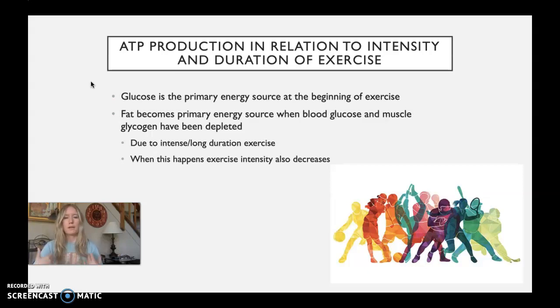So glucose is going to be the primary energy source at the beginning of exercise, or at really, really high intensity, because it's faster to produce and you can get ATP quicker. Once we go through all of the blood glucose and muscle glycogen that we have available, we then have to change to fat being the primary energy source. It's a slower process because it's longer, but it does allow us to continue going, but our intensity will have to decrease due to the longer process it takes for the fat to go from the fat and then into the bloodstream and then into the muscle and then into the mitochondria. So it's a longer process.